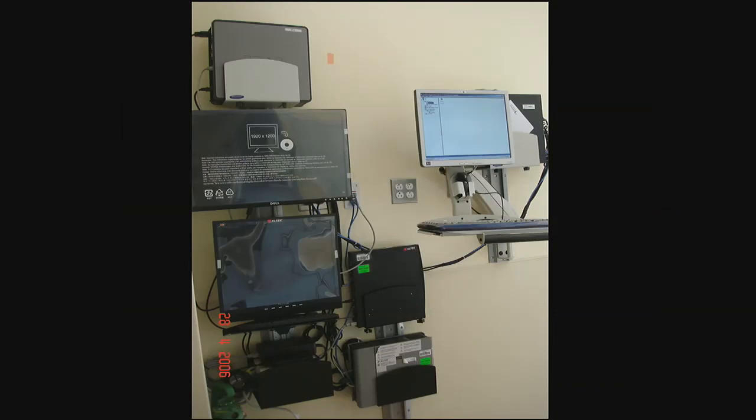When we moved into a beautiful neuro ICU at Columbia, they said, we'll give you what you want. I said, okay, I want an MRI in the unit. They said okay. I was shocked. I said I want multimodality monitoring. I want a computer in every room for multimodality monitoring. And to my surprise, they said yes. And you see it here.